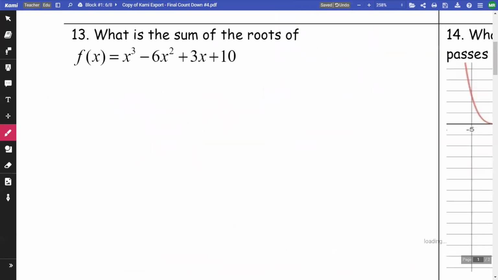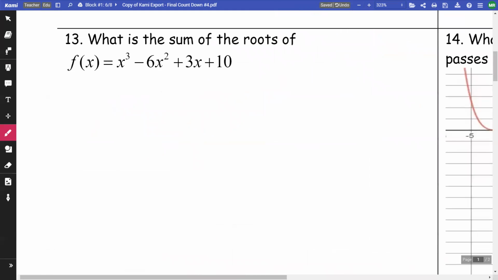Okay, on number 13, we want to find the sum of the roots. So we want to be careful. They don't want us just to find the roots. We then want to take the sum of them. It doesn't mean we do the problem differently. It just means at the end we have to add them up together.